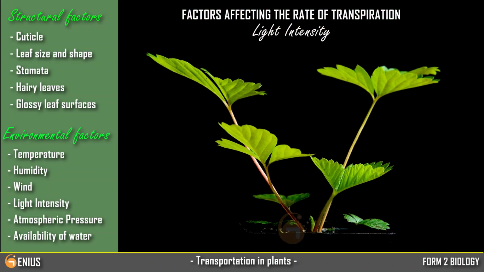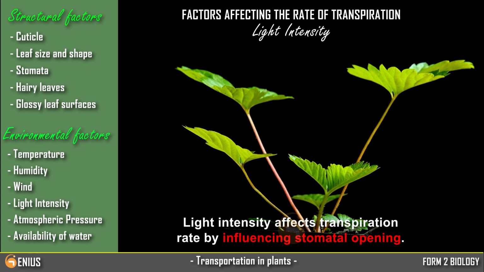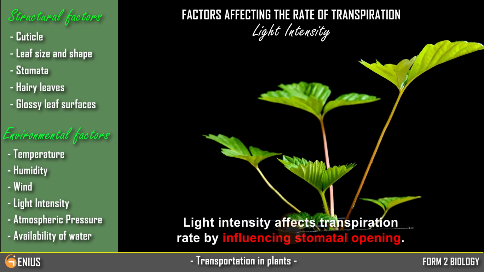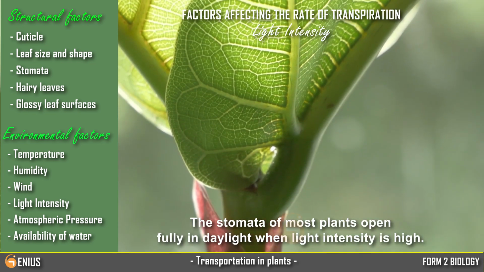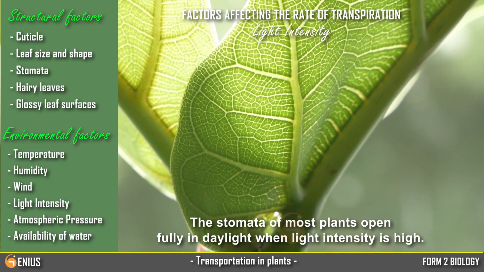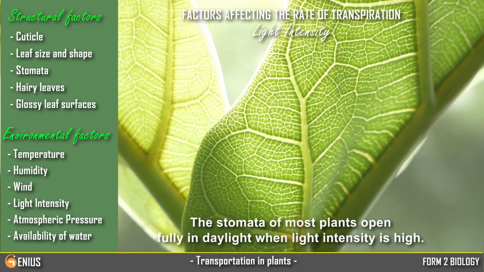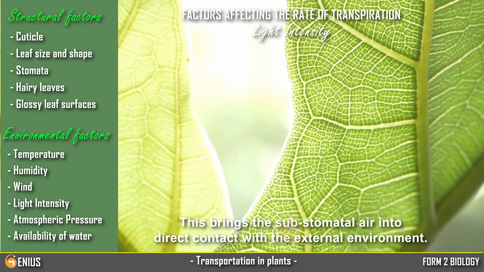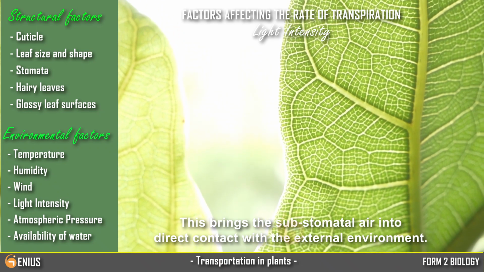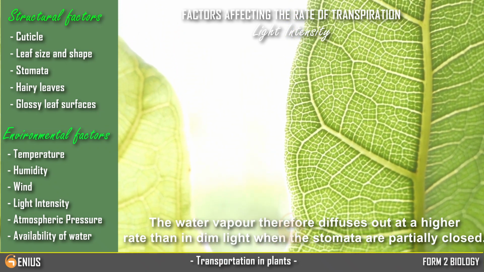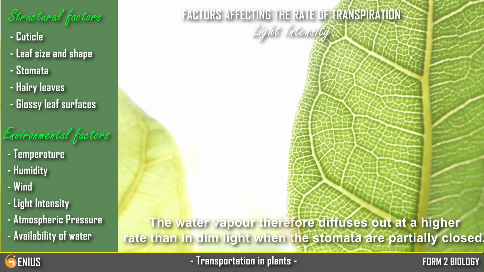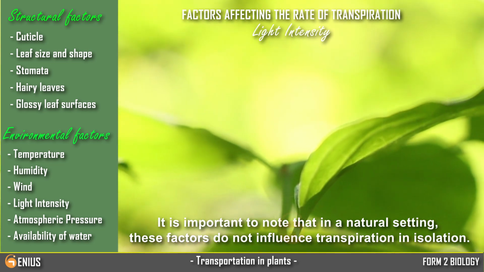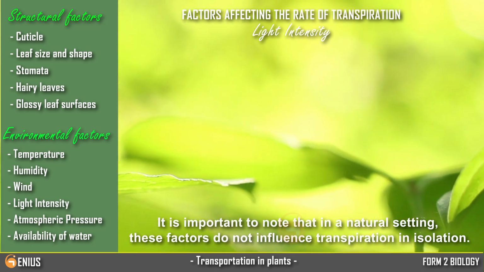Light intensity. Light intensity affects transpiration rate by influencing stomatal opening. The stomata of most plants open fully in daylight when light intensity is high. This brings the substomatal air into direct contact with the external environment. The water vapor therefore diffuses out at a higher rate than in dim light when the stomata are partially closed. It is important to note that in a natural setting, these factors do not influence transpiration in isolation.